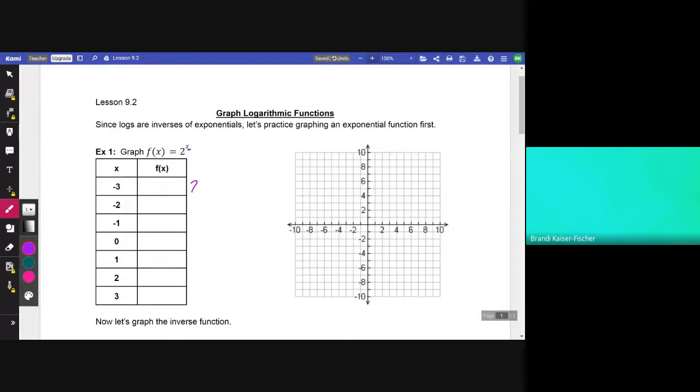So if you take 2 to the negative 3 power, remember negative exponents make fractions. That's going to be 1/8. 2 to the negative 2 power is 1/4. And 2 to the negative 1 power is 1/2. So there's all our fractions. 2 to the 0 power is 1. Anything to the 0 power is 1. 2 to the first is 2. 2 squared is 4. And 2 cubed is 8. So that's where all of our points are coming from.